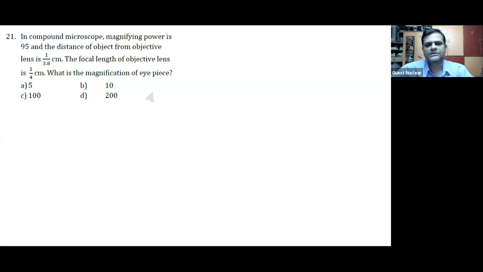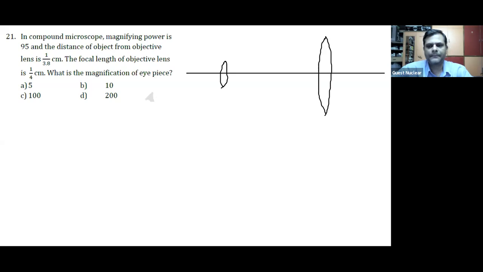Okay, once again, we can just draw the diagram of compound microscope here. So this is suppose the compound microscope. ये axis है. समझो यहाँ पे objective है. ये suppose eyepiece है. और magnifying power. Okay, compound microscope magnifying power is 95. मतलब इस पूरे compound microscope का overall magnifying power दिया हुआ है.